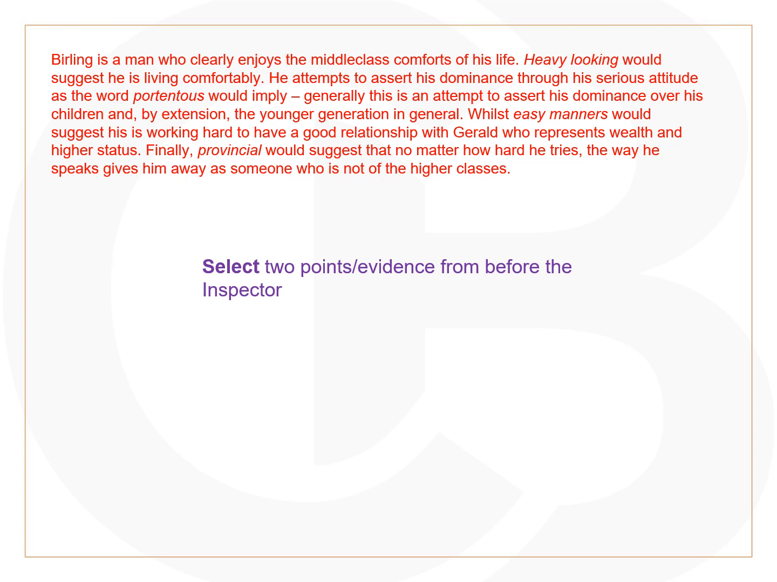Whilst "easy manners" would suggest he is working hard to have a good relationship with Gerald, who represents wealth and higher status. Finally, "provincial" would suggest that no matter how hard he tries, the way he speaks gives him away as someone who is not of the higher classes.